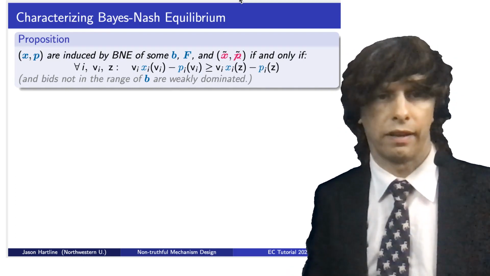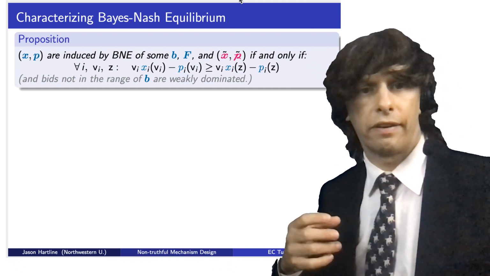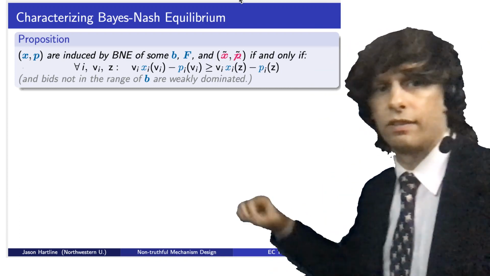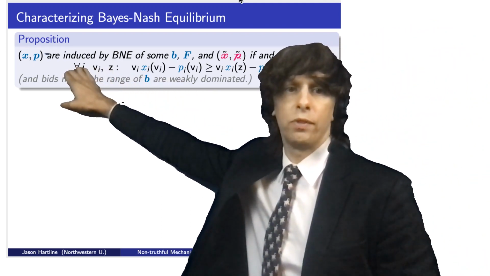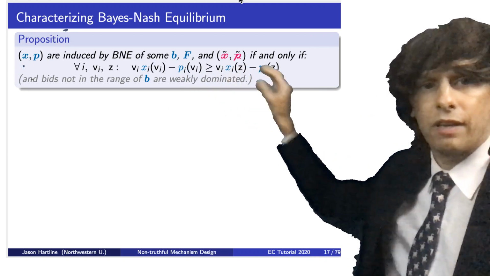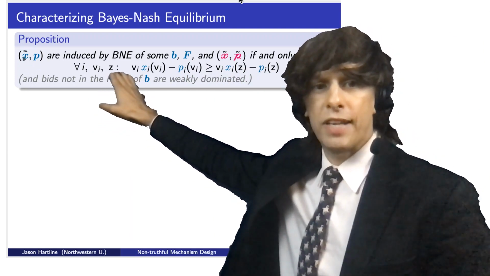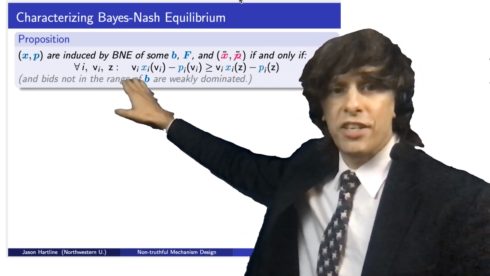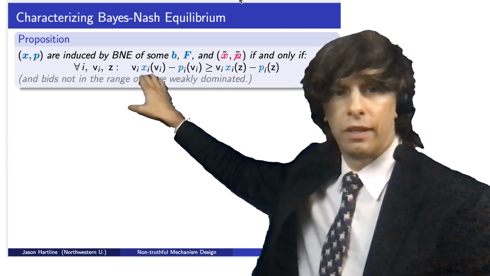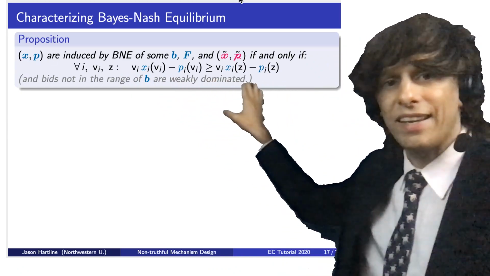I now want to give this central characterization of Bayes-Nash equilibrium. First, I'll state an equivalent definition of equilibrium in terms of the interim allocation rules of the agents. The profile of interim allocation and payment rules are induced by the Bayes-Nash equilibrium according to some strategy profile, some distribution of bids, and some ex post mechanism, if and only if, for all agents i, for all values that agent might have, for all other values z the agent might pretend to have, the utility the agent gets when they follow their strategy according to the strategy profile, meaning the value times the interim allocation probability minus the expected interim payment, is at least the utility they would get from pretending to have value z.